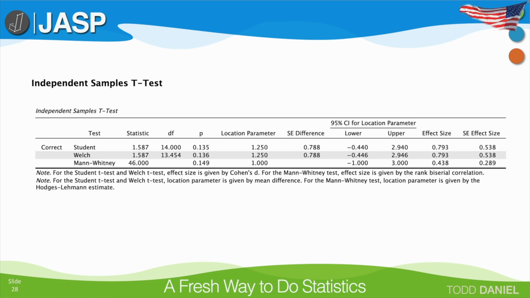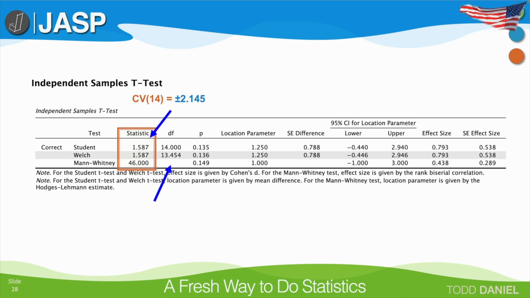Because the assumption of homogeneity of variance was met, the Student's t-test and Welch's t-test will have very similar findings. For instance, the t-statistic is the same for both. It's 1.587. Now remember, our critical value was 2.145, and that 1.587 hasn't made it over the fence of 2.145. A difference that you will find between Student's and Welch's test will be the degrees of freedom. Student's test degrees of freedom is n1 plus n2 minus 2, or 14, whereas Welch uses a more complicated formula.